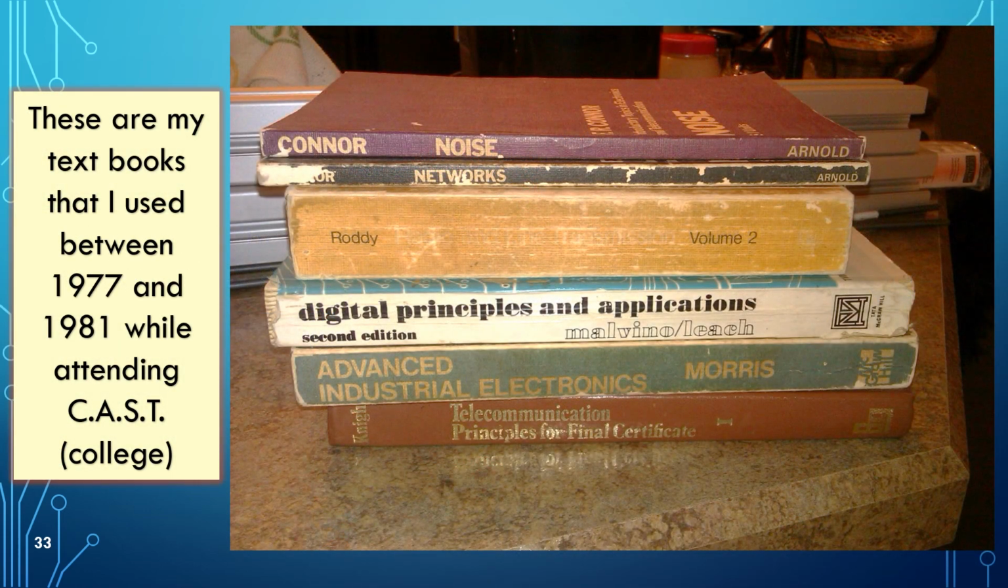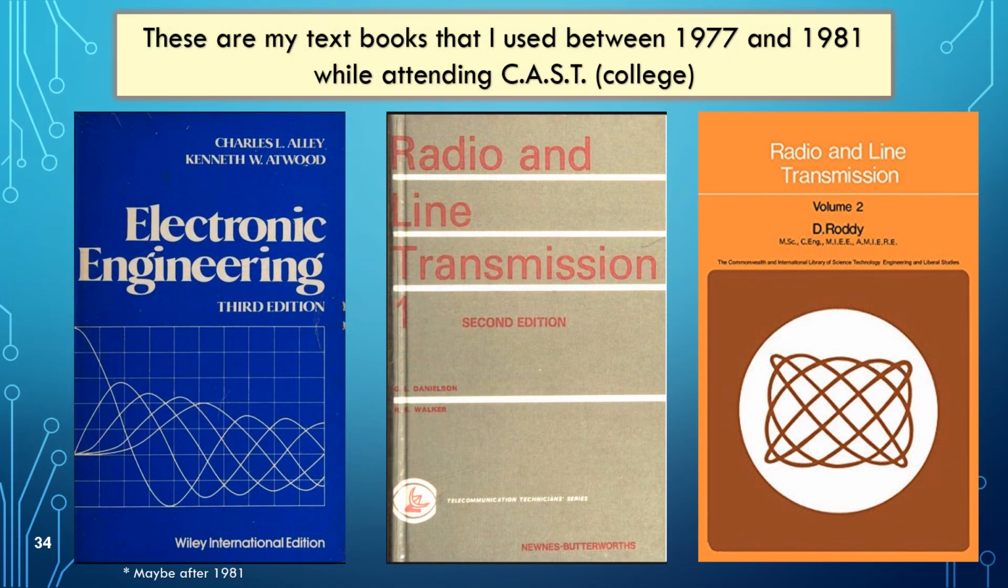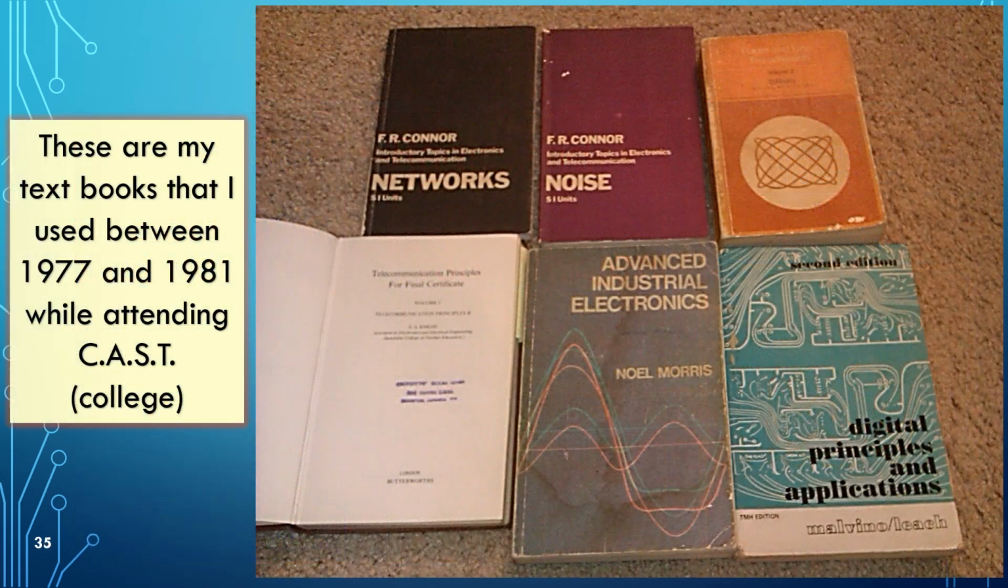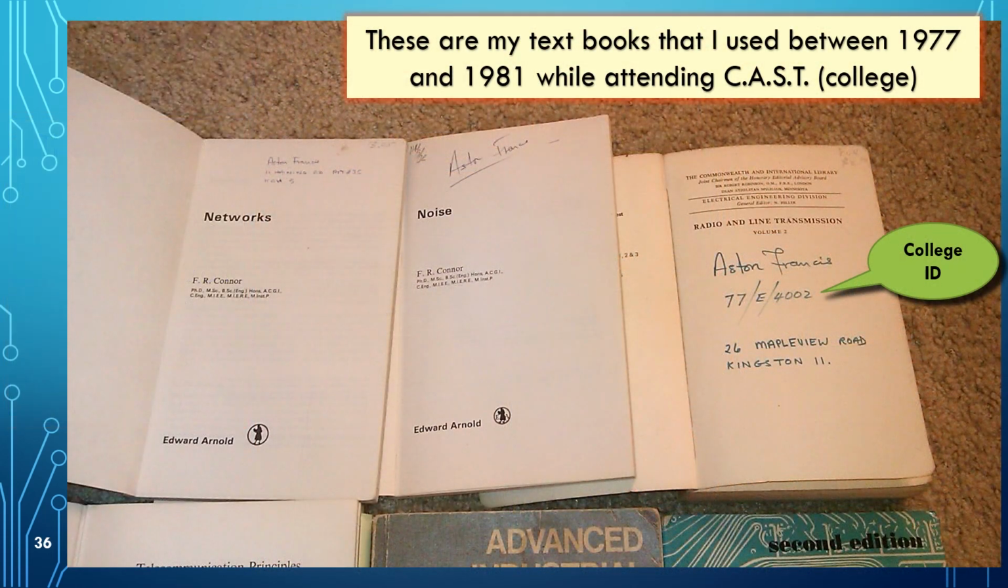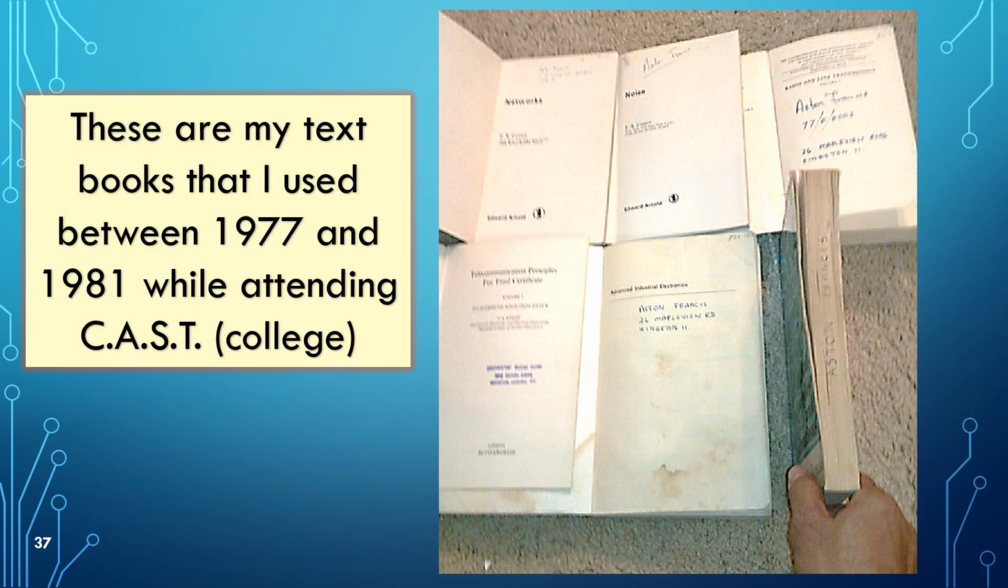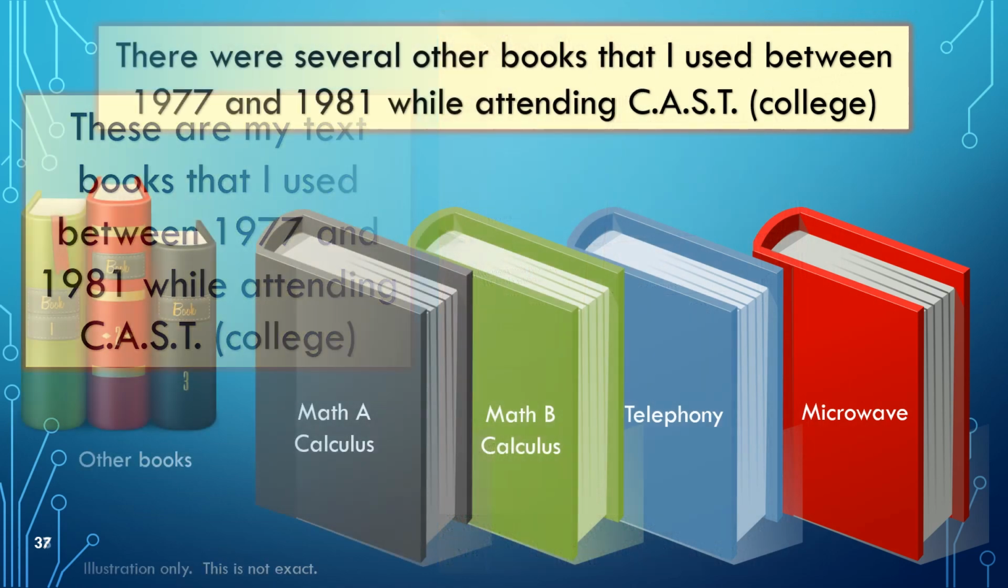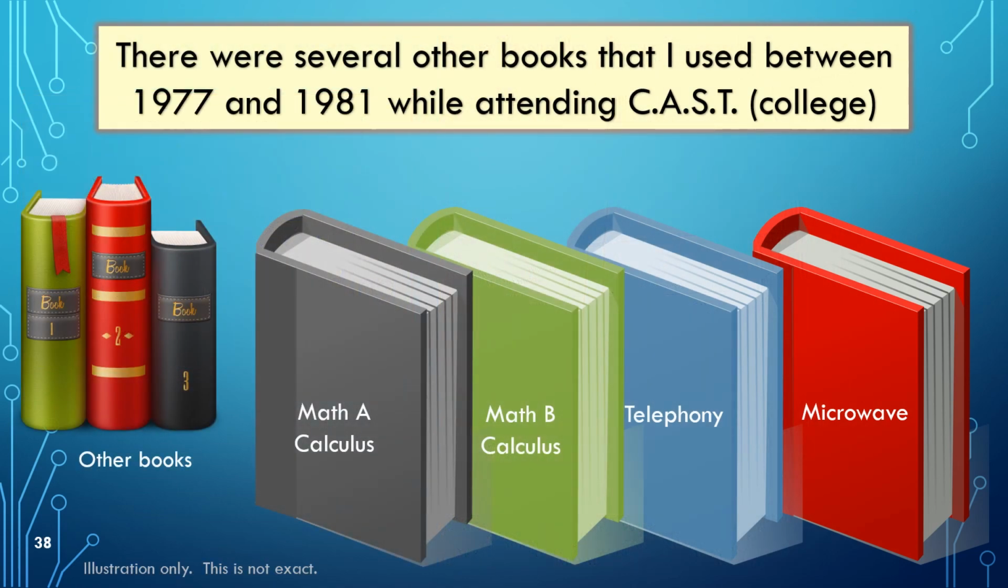These are the actual textbooks that I used in college between 77 and 81. I stacked them up on the counter and took a picture. I used several other books not shown in the previous pictures. There were math books, different levels. There was a telephony book, I remember, a microwave book, and some others. So this is just an illustration. There are many other books not shown.